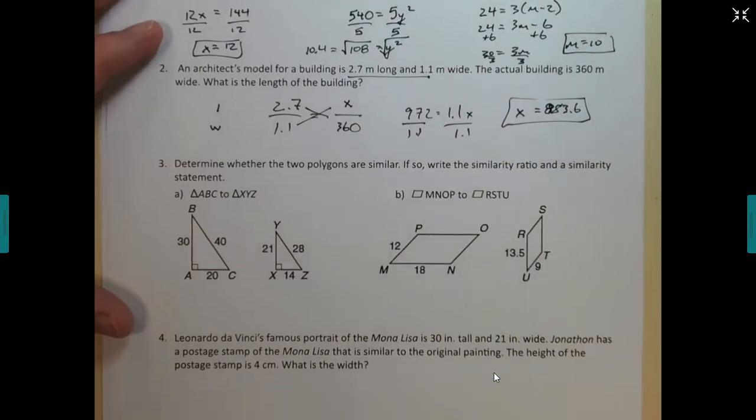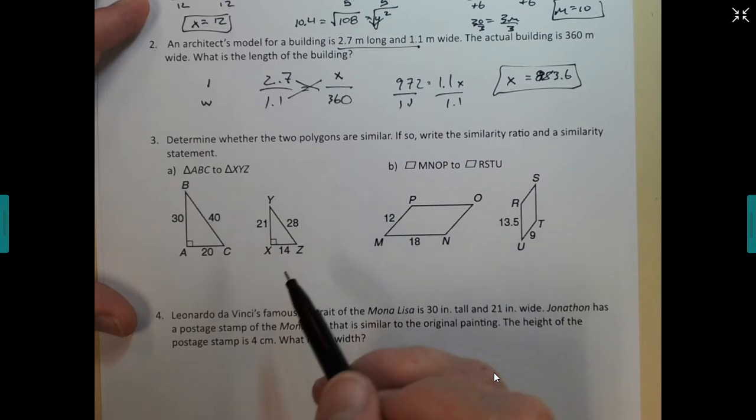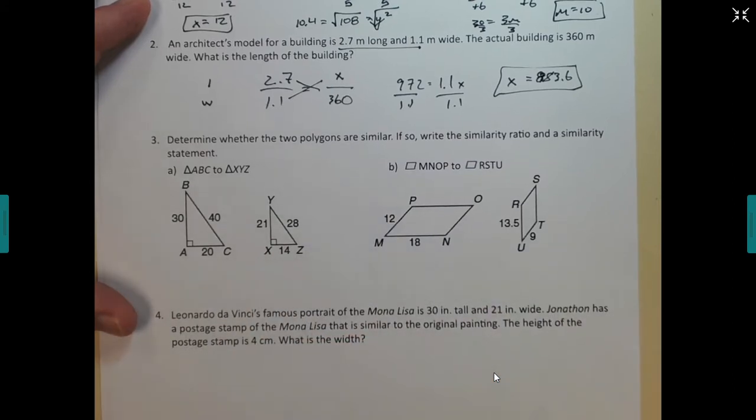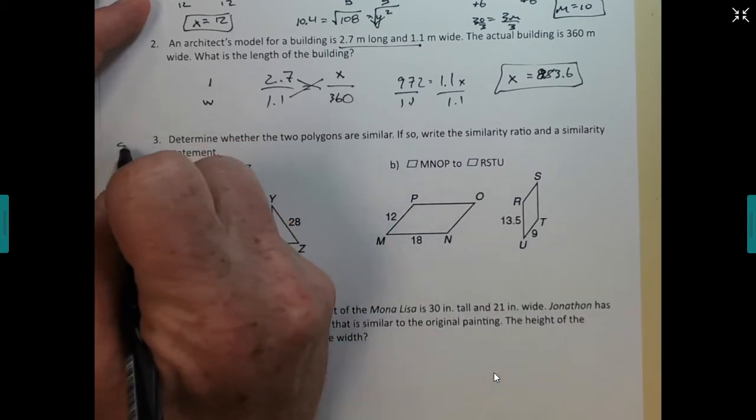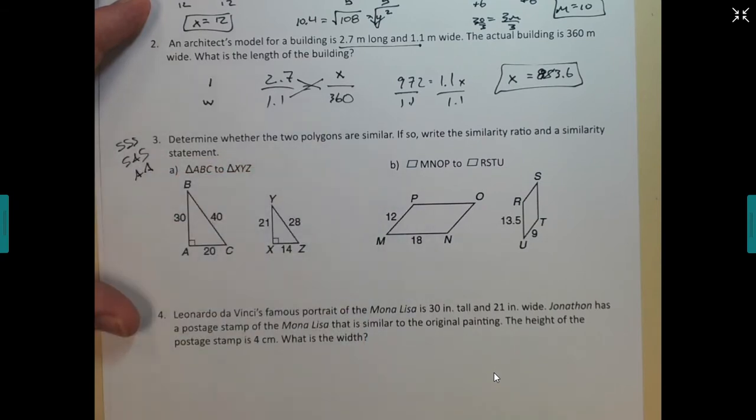Sorry about the handwriting there. All right, now we have to determine if the two polygons are similar. So if we're looking at triangles, then I want to probably look at one of those shortcuts: side, side, side, side, angle, side, angle, angle, okay?